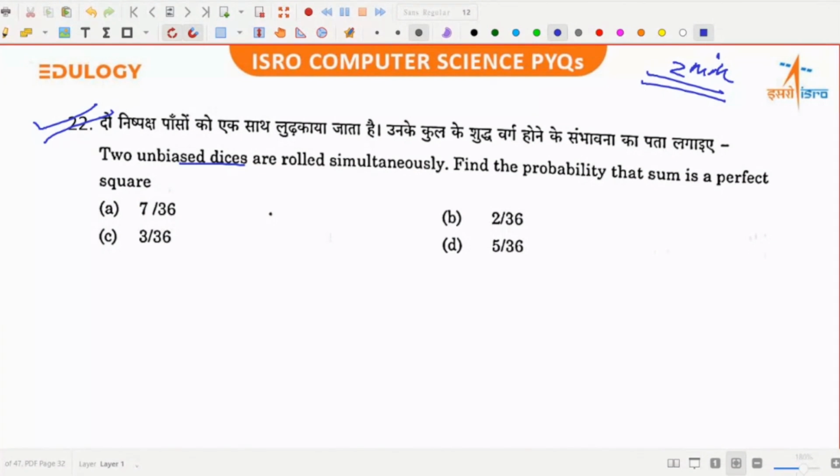Say anything here. Anyone? B. Okay. What about others? Okay, so I'm going to solve. You guys can also solve or comment your answer.